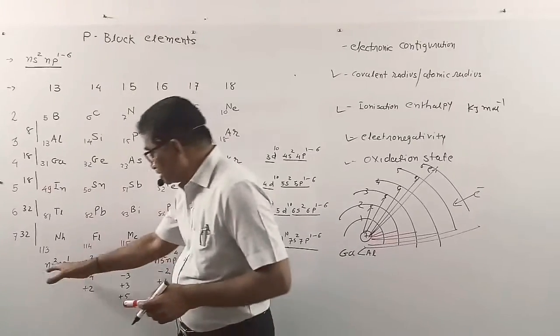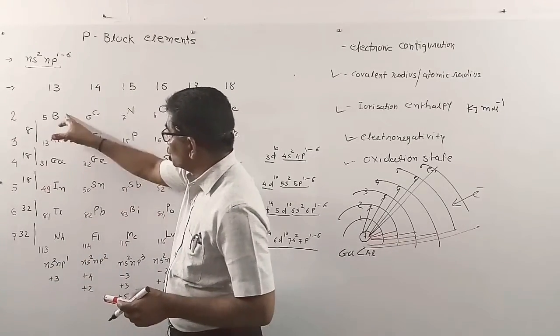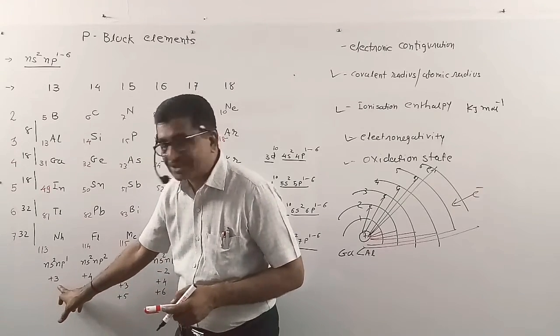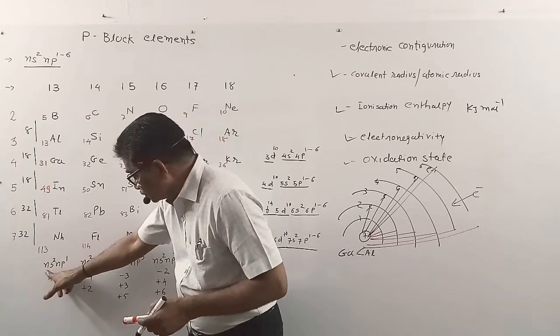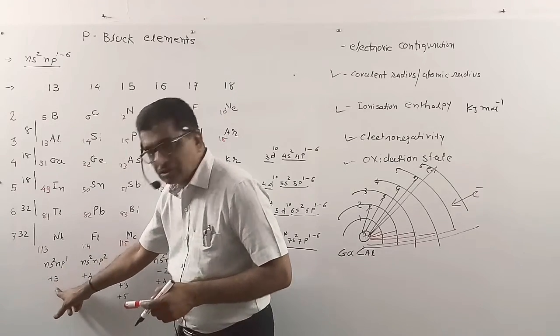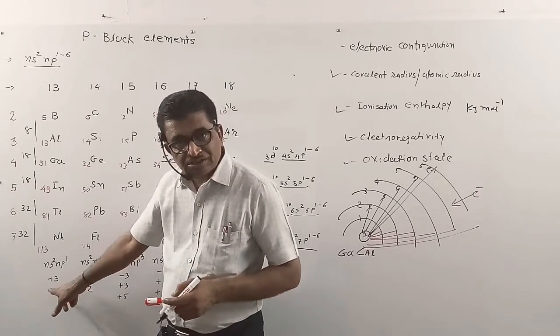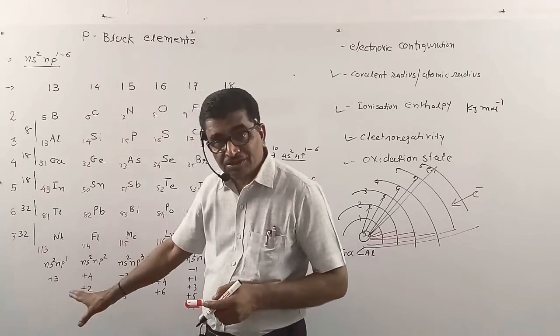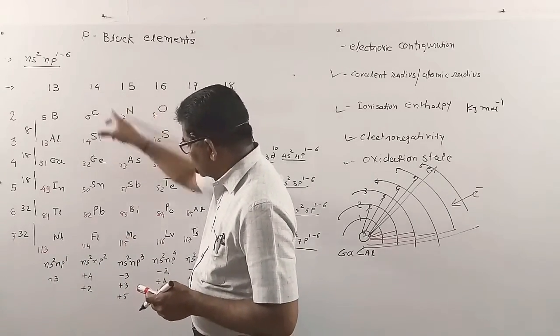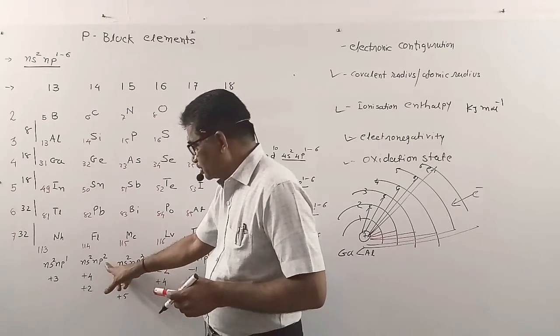Oxidation state also depends upon electron configuration. Here we know that group 13, the boron family, with ns2 np1, has a +3 oxidation state, because the last electrons, 2 from ns2 and 1 from np1, three electrons will be released during the reactions, giving the positive +3 oxidation number. Similarly, group 14 has ns2 np2.